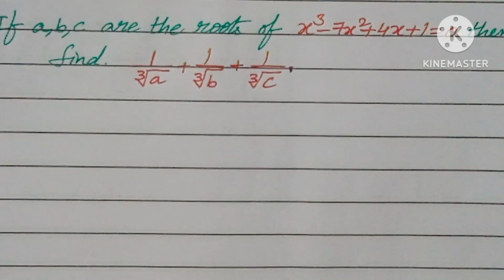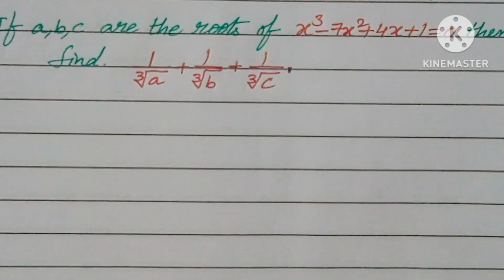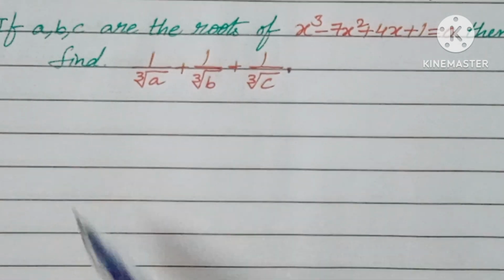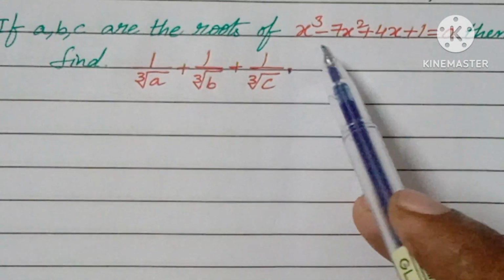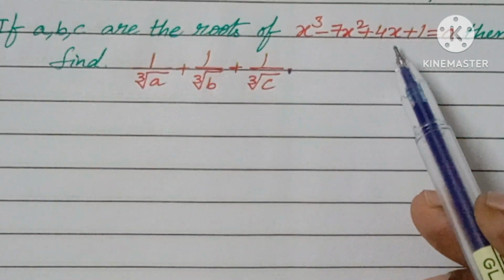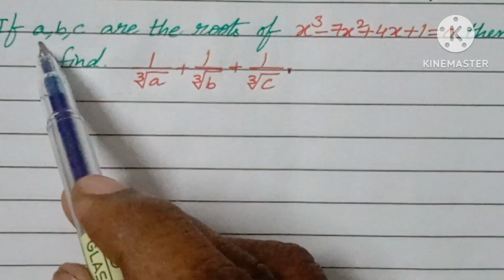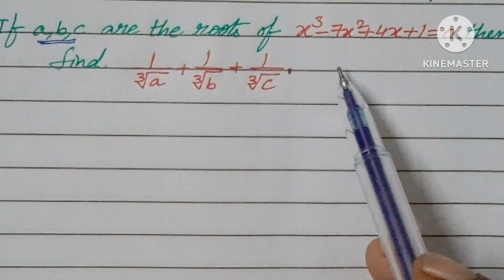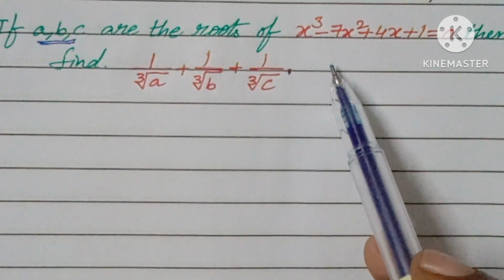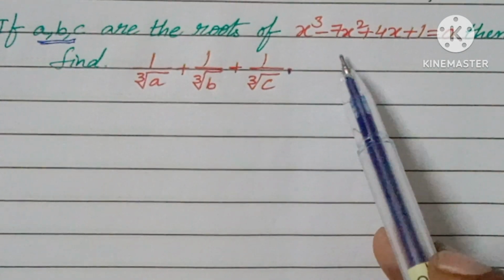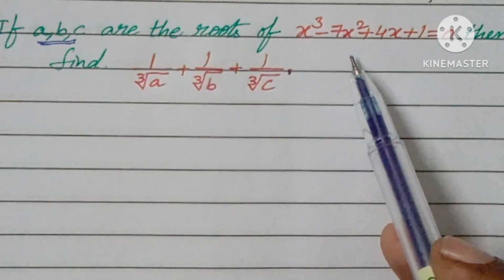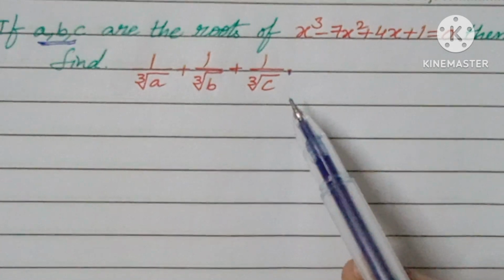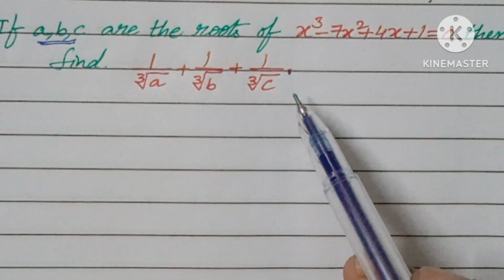So here this type of problems you cannot find in any other channel. So here how to solve this problem. First of all, this is a cubic equation. So A, B, C are the roots given. First you will find the values of A plus B plus C, AB plus BC plus CA, and the product of the roots ABC. And by using that we are going to solve this problem.